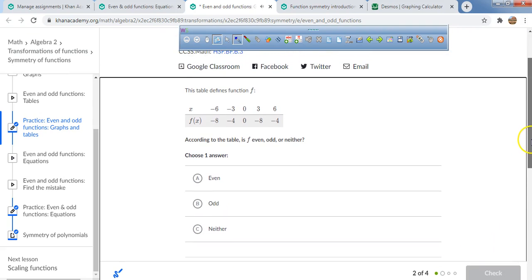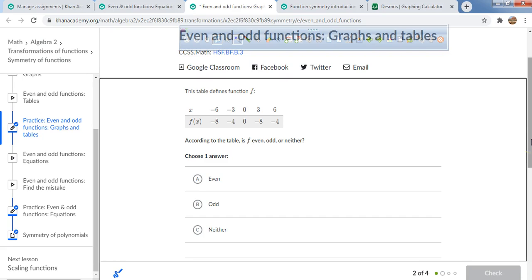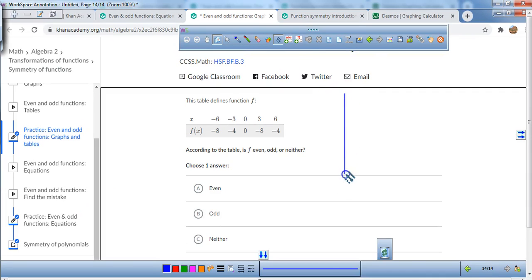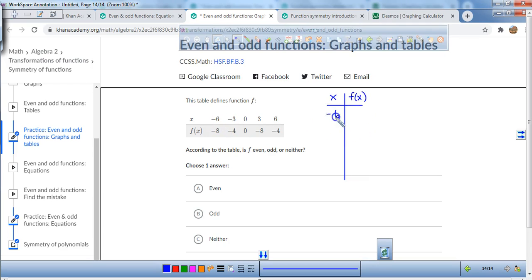All right. So let's take a look at this table and see if there's any symmetry going on here. Just going to make my table. Like I say, I like to look at things vertically. So there's my x. There's my f of x. I'm going to put -6, -3, 0, 3, and 6. I'm going to put -8, -4, 0, -8, -4.